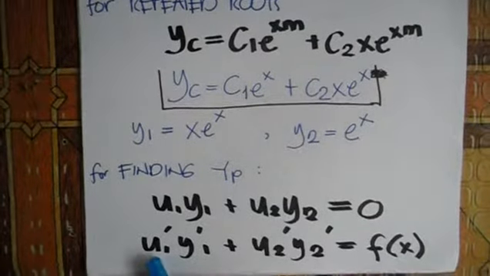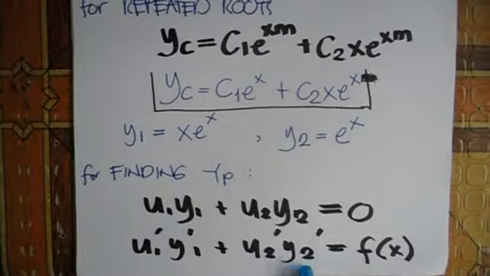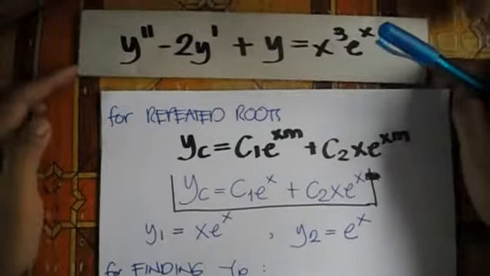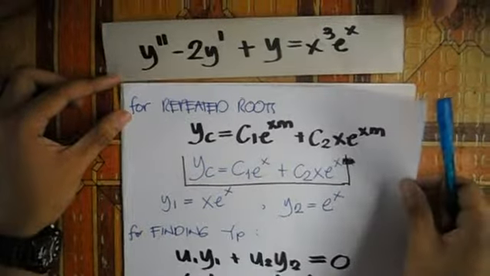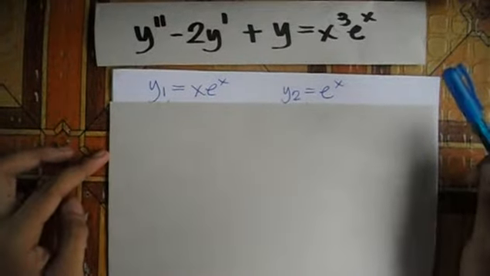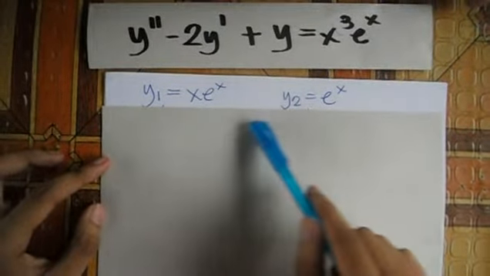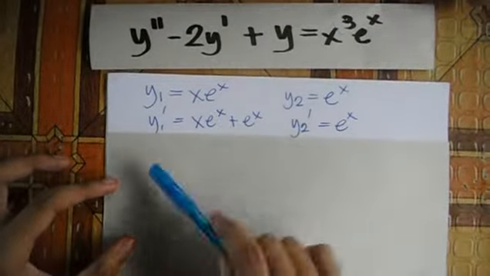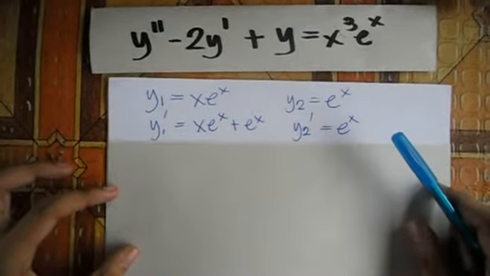So we need to find u1 prime and u2 prime, where y1 times u1 prime plus y2 times u2 prime is equal to 0, y1 prime times u1 prime plus y2 prime times u2 prime is equal to f of x, where f of x can be derived from our original equation. So this is our f of x. Next, since we need to find y1 prime and y2 prime, we take the first derivative of these two solutions we derived from our complementary solution. So taking the first derivative, we get this y1 prime and y2 prime. These are their values.